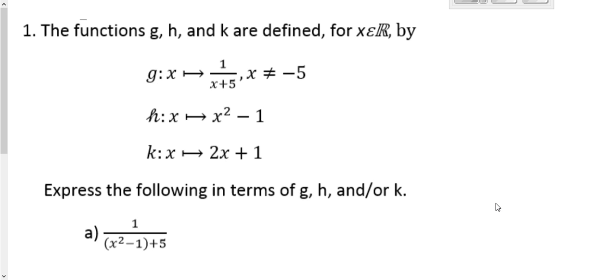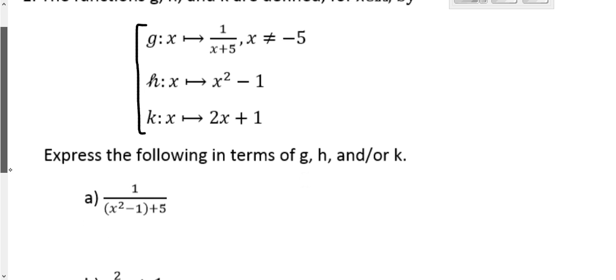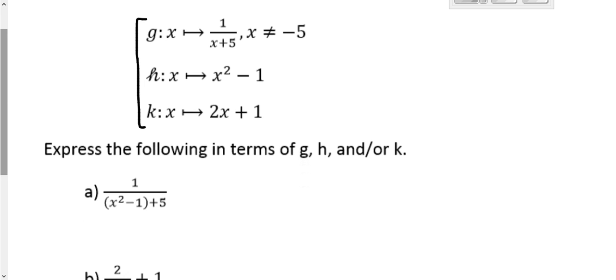Okay, let's look at number one on the review. Number one has a couple different parts, but what we need to look at is we're using these three functions, g, h, and k, and they've given us a function below, and we have to state what the combination is between these three to make what they're asking about.